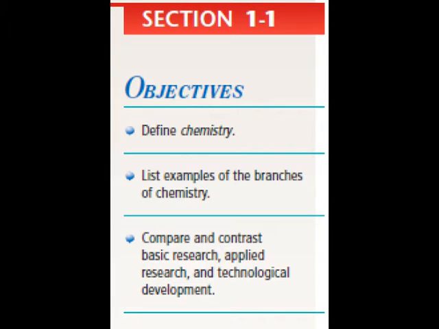There are 3 learning targets for Chapter 1, Section 1. You should be able to define chemistry. You should be able to list examples of the branches of chemistry. And you should be able to compare and contrast basic research, applied research, and technological development.